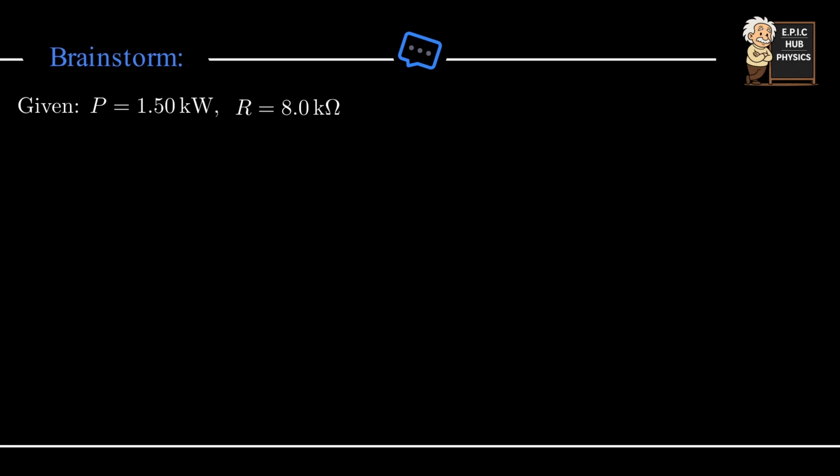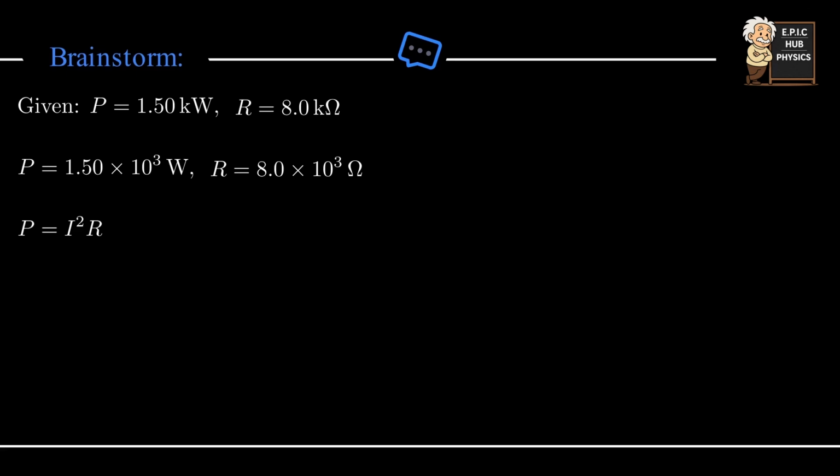1 kilowatt equals 1,000 watts, so 1.50 kilowatts becomes 1.50 times 10 to the power of 3 watts. Similarly, 1 kilo ohm equals 1,000 ohms, so 8.0 kilo ohms becomes 8.0 times 10 to the power of 3 ohms. Now we select the appropriate power equation. Since we are given power and resistance, and we need to find the current, the most convenient relation to use is the equation power equals current squared multiplied by resistance.